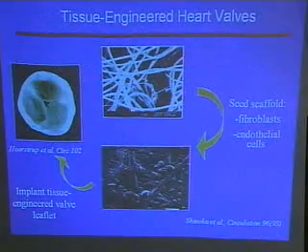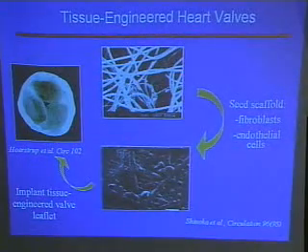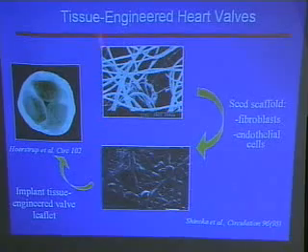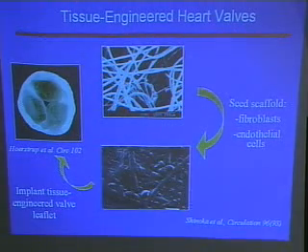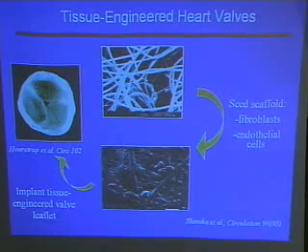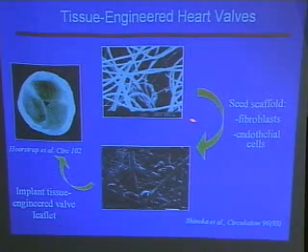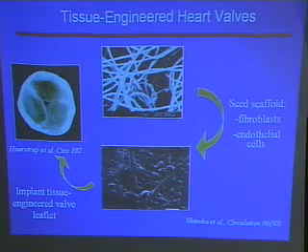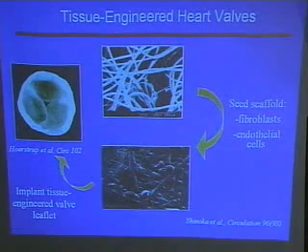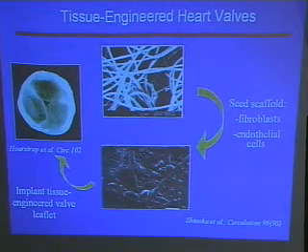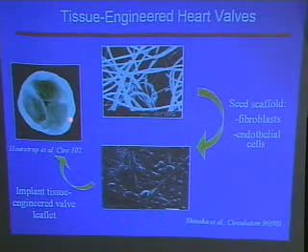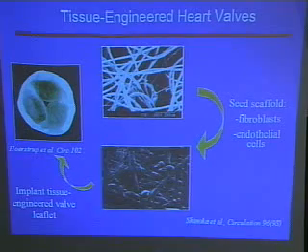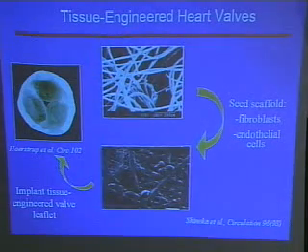So an attractive alternative to these current valve substitutes is tissue engineering, where a biodegradable polymer is usually used as a structural support for the cells, which are then introduced into the scaffold and are allowed to form and synthesize their own extracellular matrix, as indicated here in this scanning electron micrograph. And eventually the cells are able to form a complete tissue where the biodegradable scaffold has completely degraded.